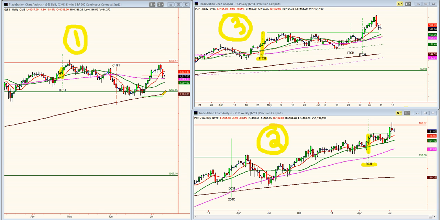And then our second one was we found our support here. We broke out to the upside, so we started looking at bullish trades as we headed back up toward a resistance area. Well, one of those bullish trades that fired for us again was PCP. We did not take this one because it did not break out. But this one broke out. The DCH is still valid. The stock is still trending higher. It's actually breaking out on the weekly at the same time it's breaking out on the daily.